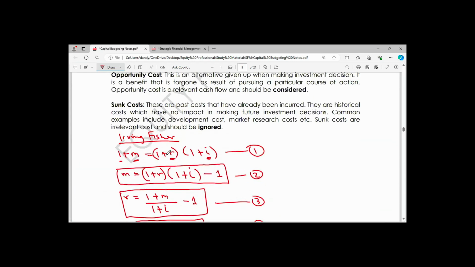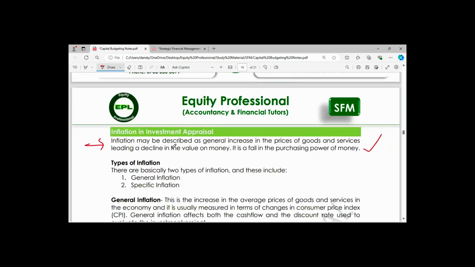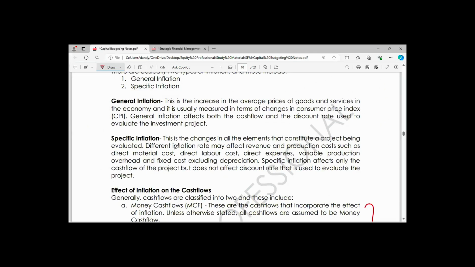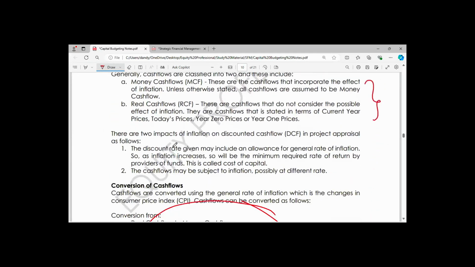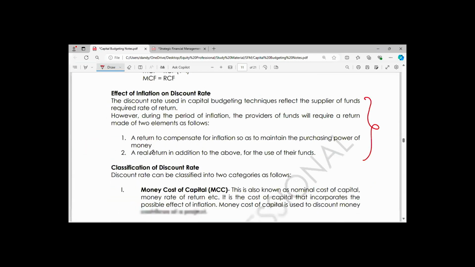At times, the examiner can ask you to explain what real rate of return and money rate of return are all about. So you need to talk about all of these things, and then you demonstrate with the formula I just gave you to buttress your points, okay?